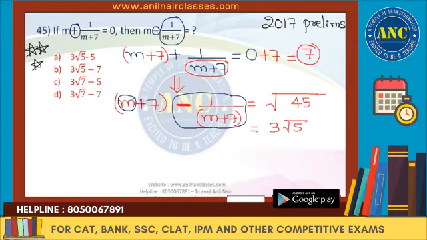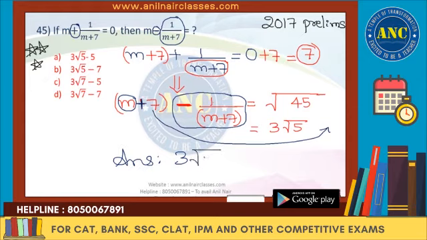I don't want this plus 7 to be on the left hand side, so shift it to the right hand side. This becomes minus 7 on the right hand side. So your final answer will become 3 root 5 minus 7, which is nothing but option B.